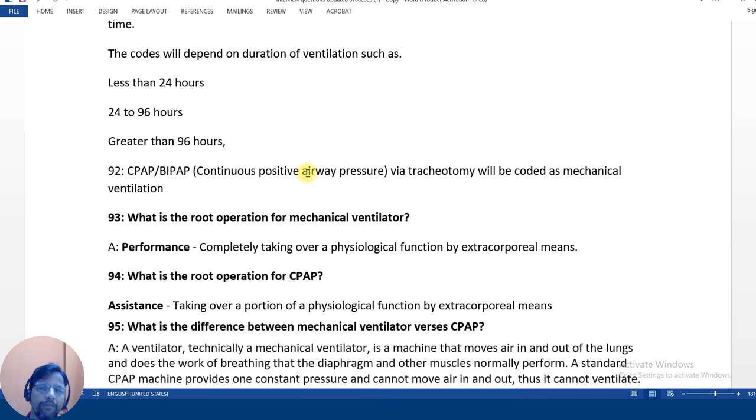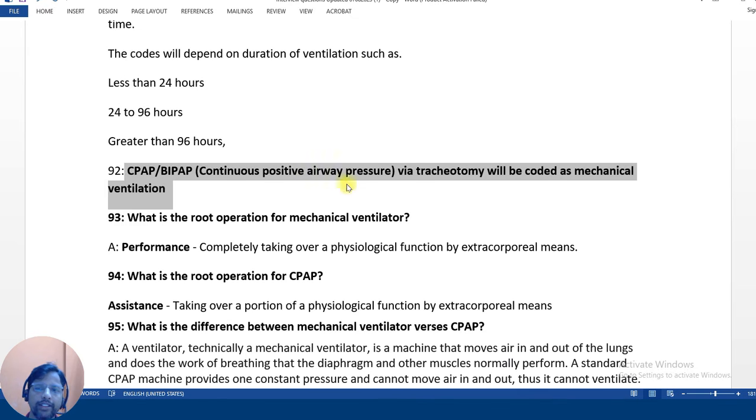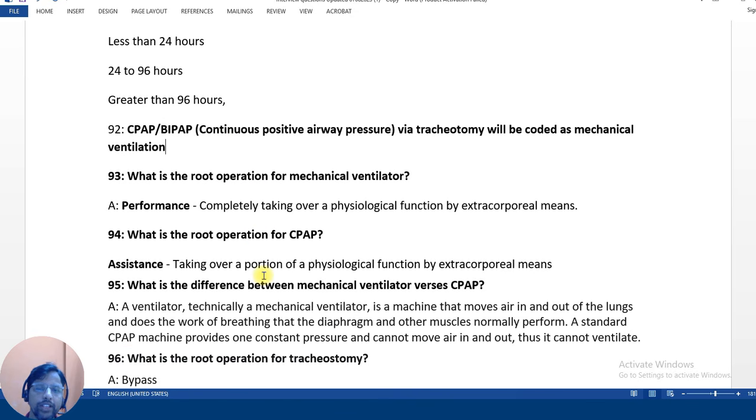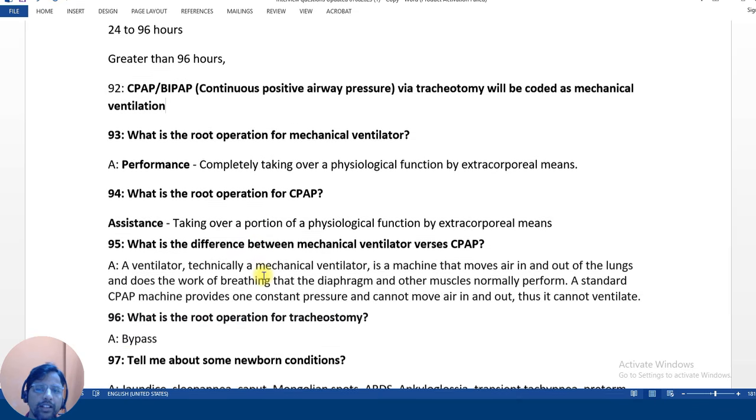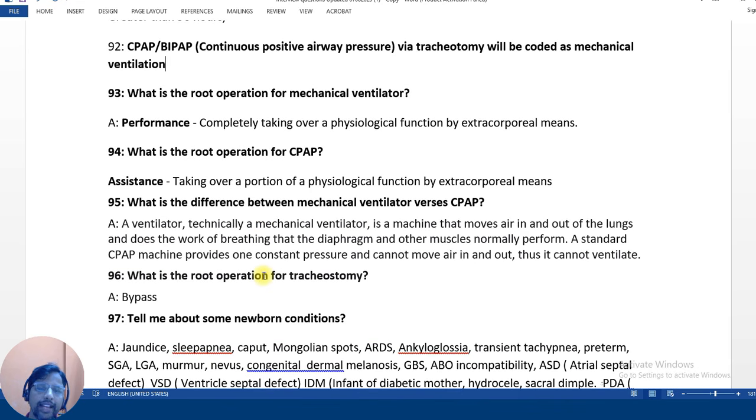So 92, CPAP, BiPAP. What is CPAP and BiPAP? Okay, CPAP means continuous positive airway pressure, whereas tracheostomy will be coded as mechanical ventilation. What is the root operation for mechanical ventilation or ventilator? The root operation for mechanical ventilator is performance. What is the root operation for CPAP? The root operation for CPAP is assistance, which means taking over a portion of a physiological function by extracorporeal means. Here extracorporeal means outside the skin.